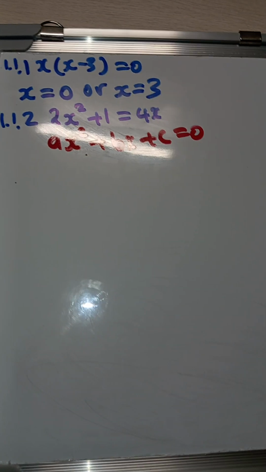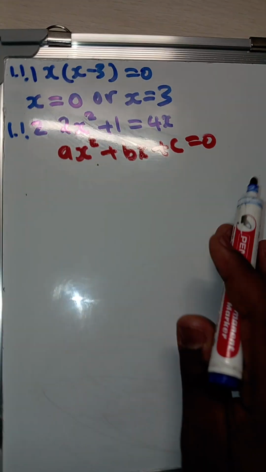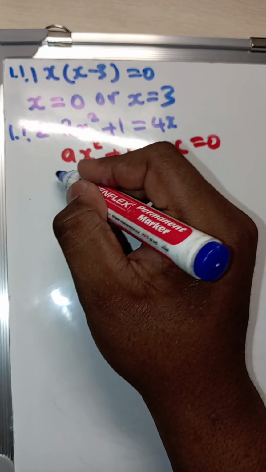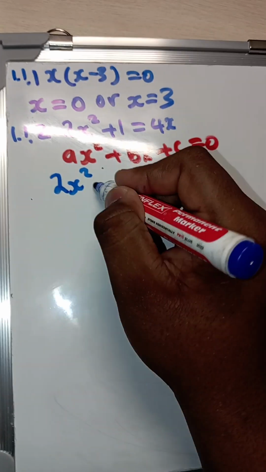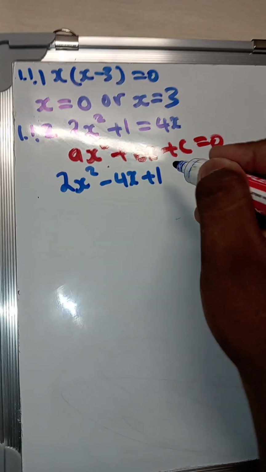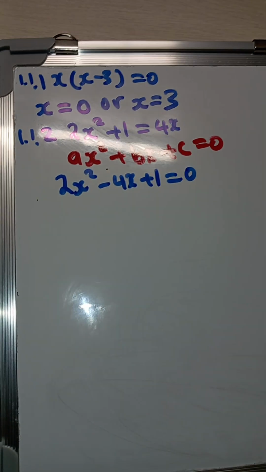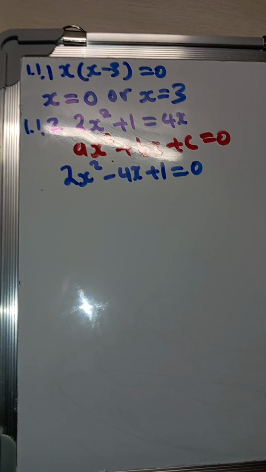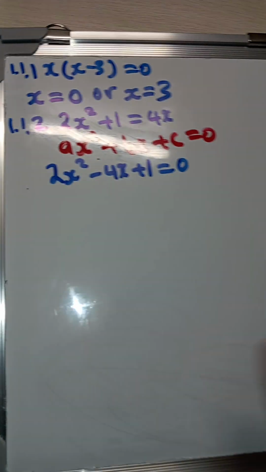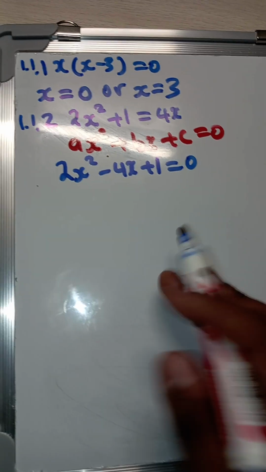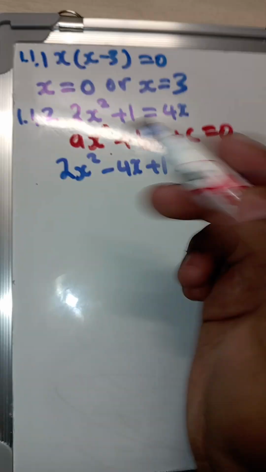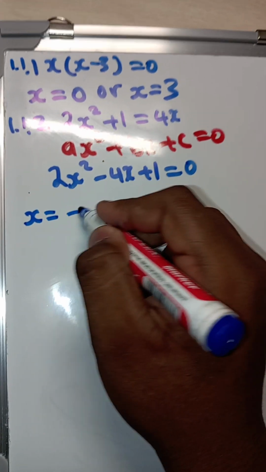So what is going on now? It basically means that I must take this 4x to the other side. It means that I will have 2x squared minus 4x plus 1 equals 0. Now, since they told me that I have to do it to two decimal places, I have to put it in my calculator. So you know that I must introduce the quadratic formula.